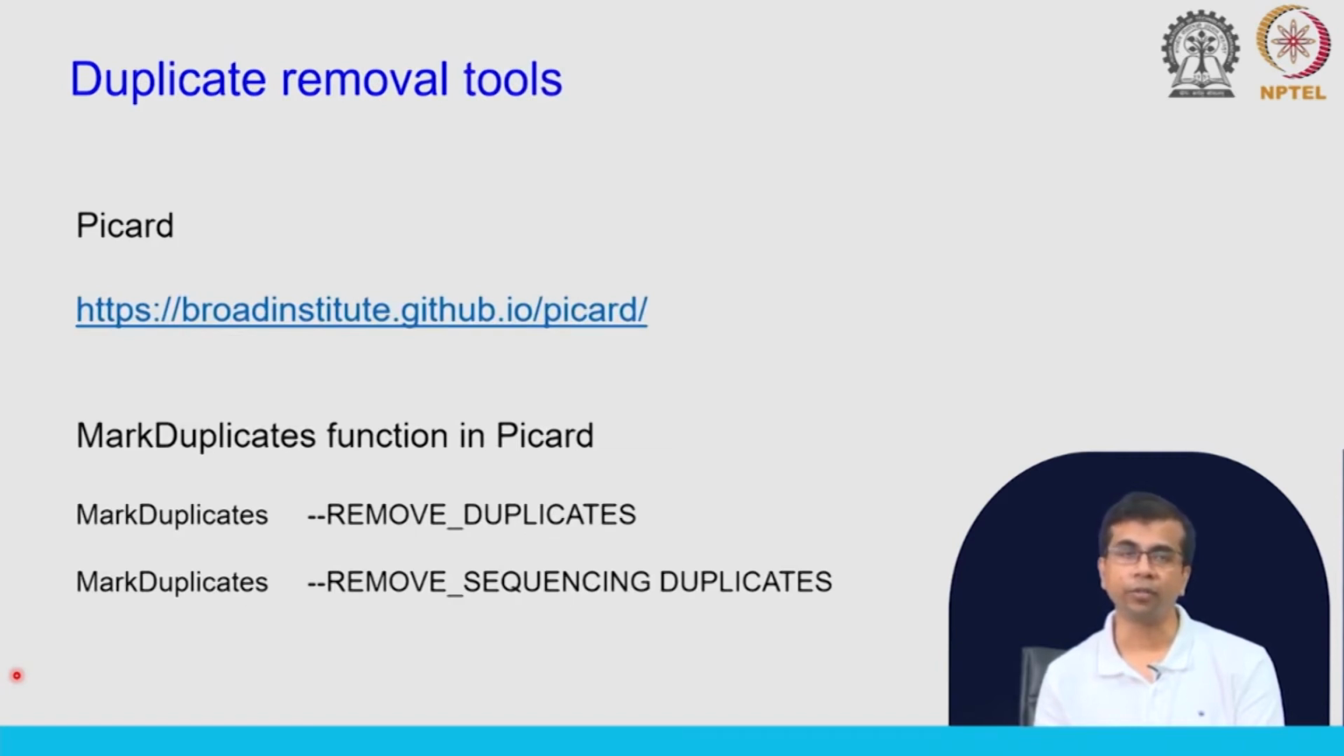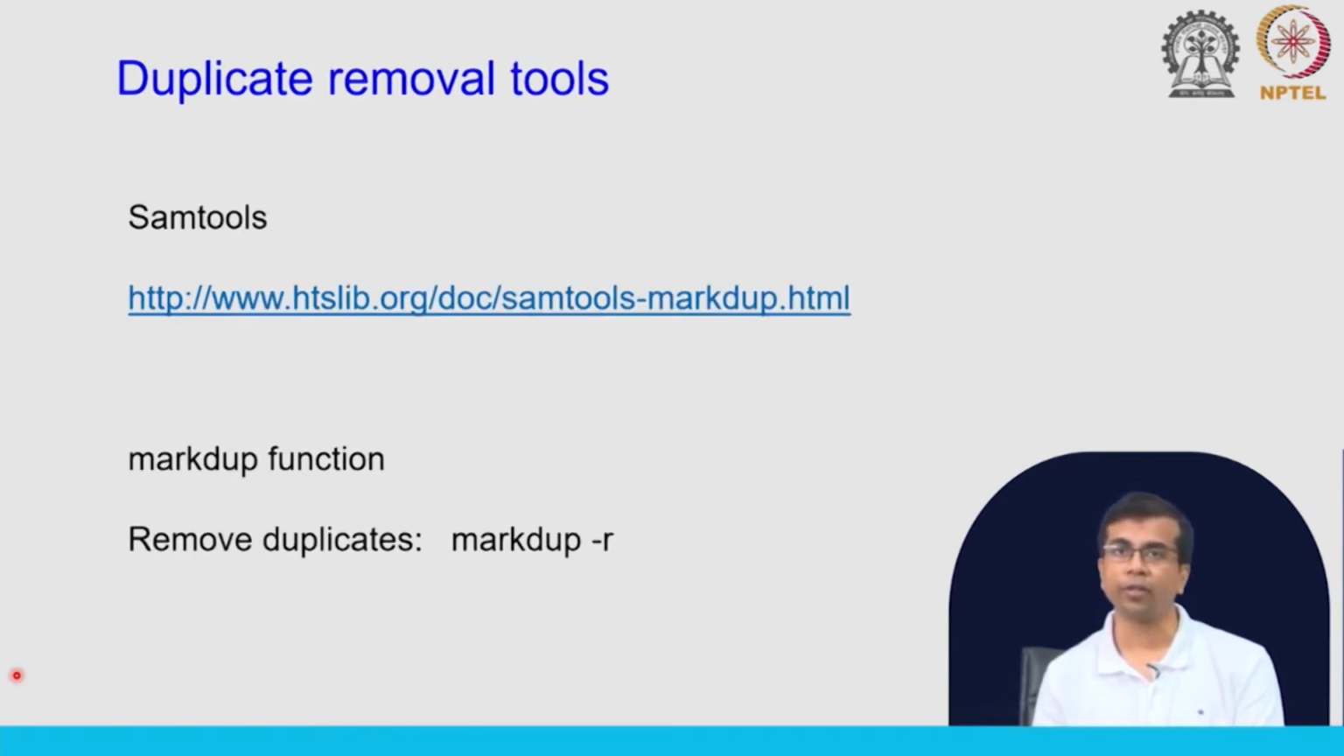There are different tools we have mentioned before. I will mention them again, because we will actually use this for the hands on. One is Picard, and it has the MarkDuplicates function, and now you are familiar with these functions in command line in Linux. With MarkDuplicates, we can use --REMOVE_DUPLICATES, or we can also use --REMOVE_SEQUENCING_DUPLICATES. We also have SAMtools. This is the tool that we will use for our hands on, and it has a markdup function, and if we have to remove duplicates, we can use markdup -r.